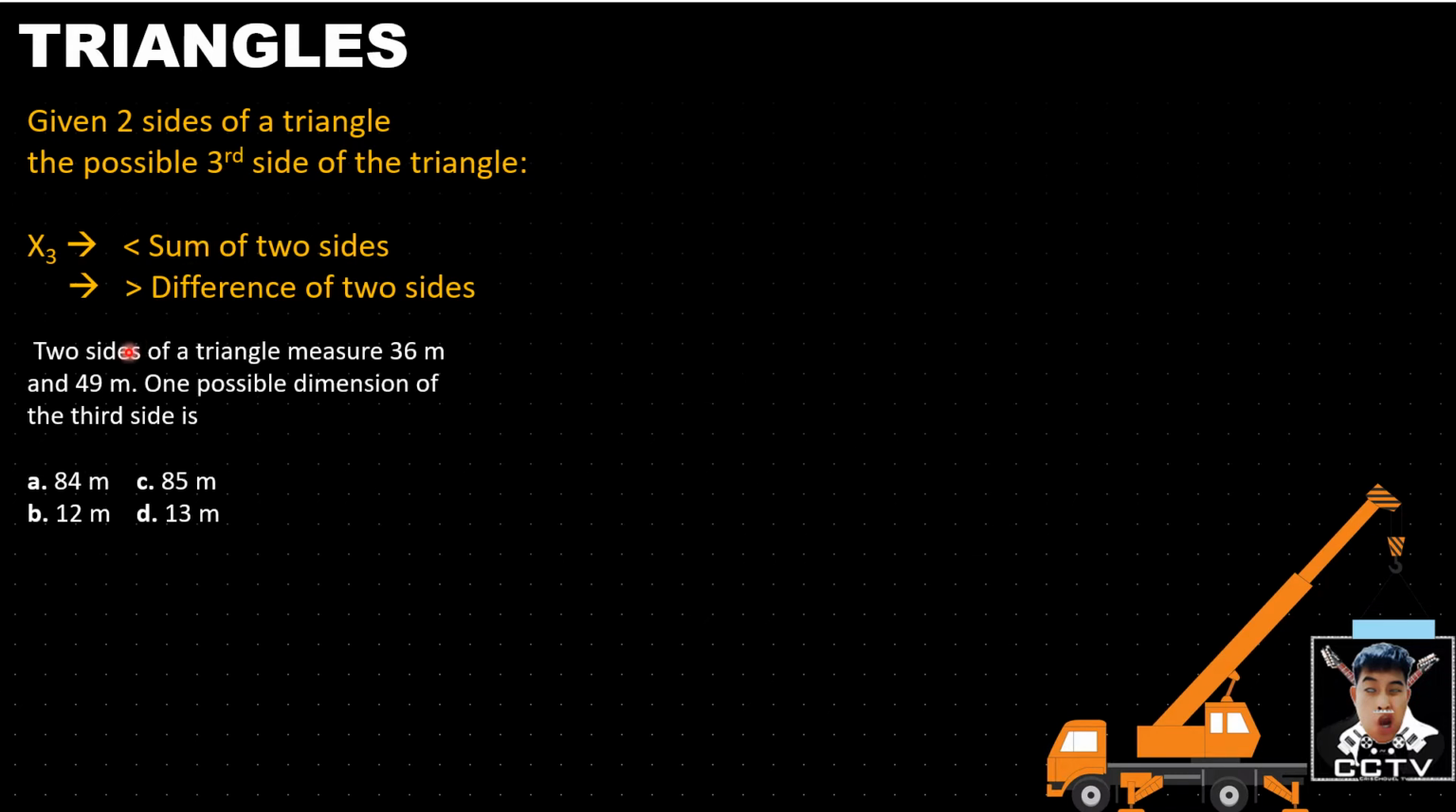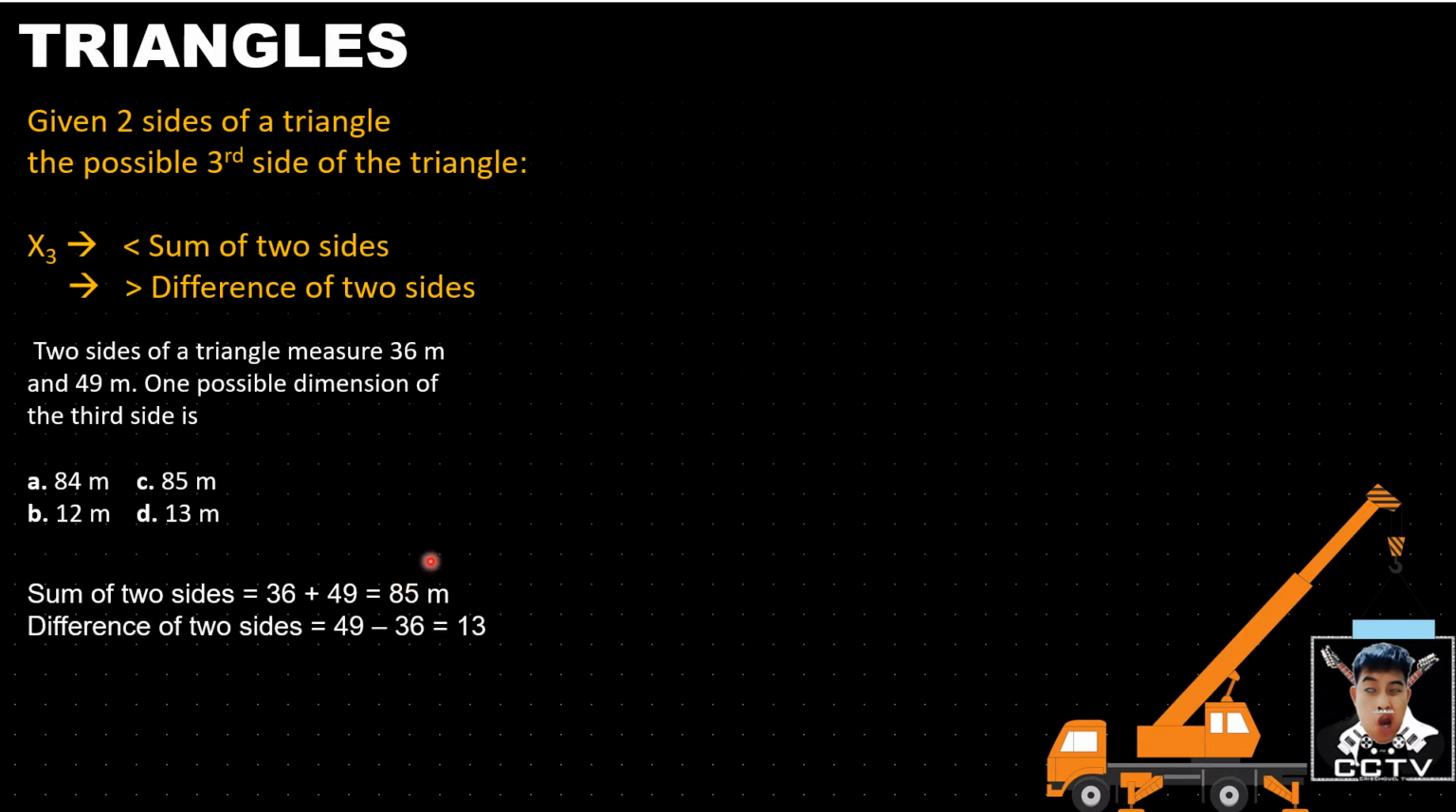And we have our example. Two sides of a triangle measure 36 meters and 49 meters. One possible dimension of the third side is, we have our choices here. And of course, the summation of the two sides is 85. So, yung possible third side natin is, of course, less than sa sum ng two sides. So, it must be less than 85.